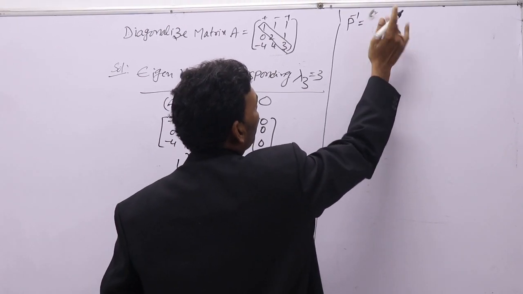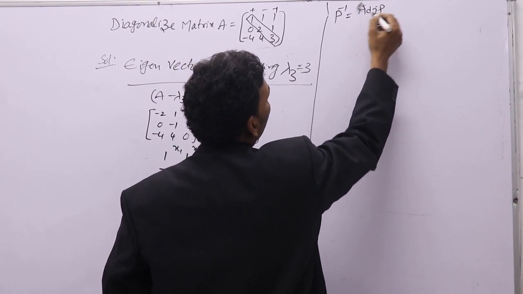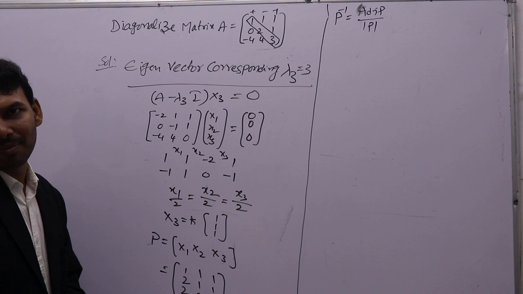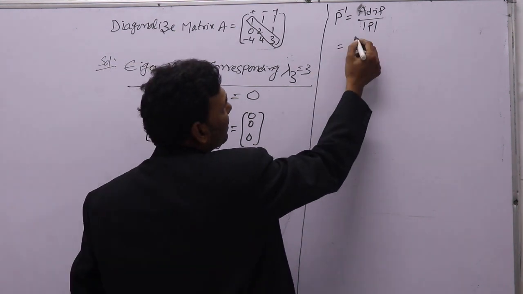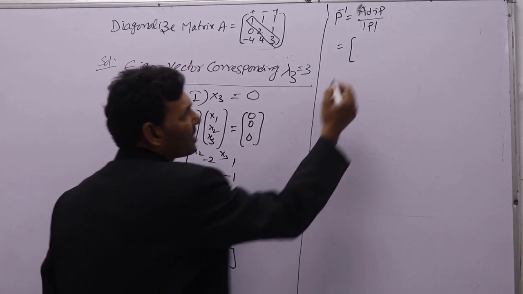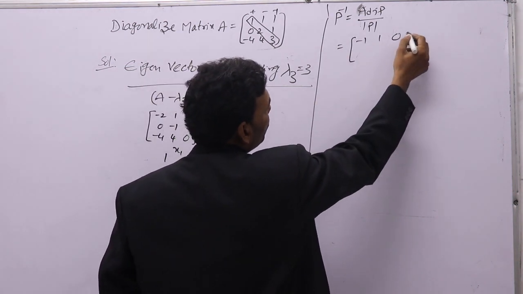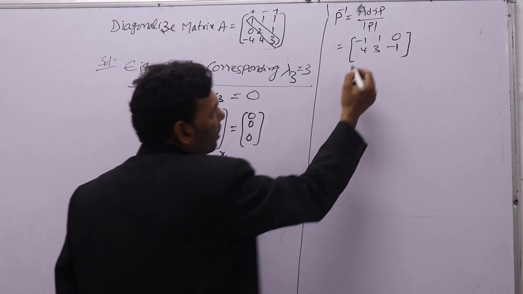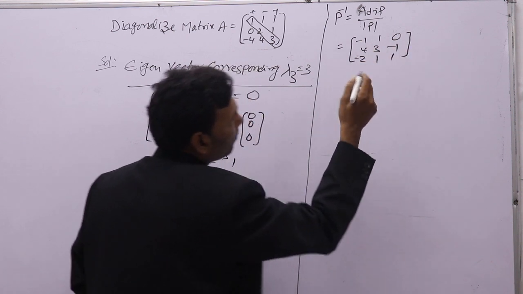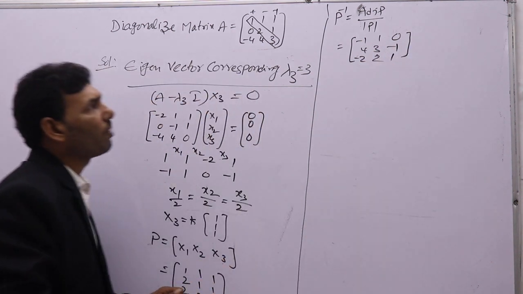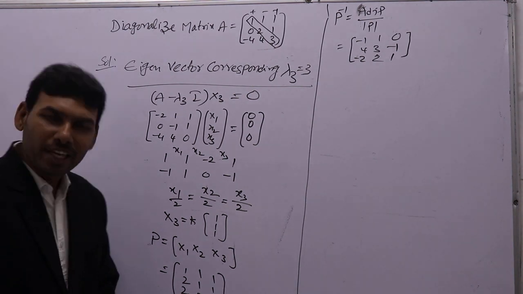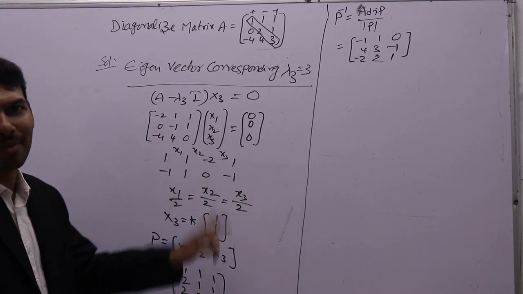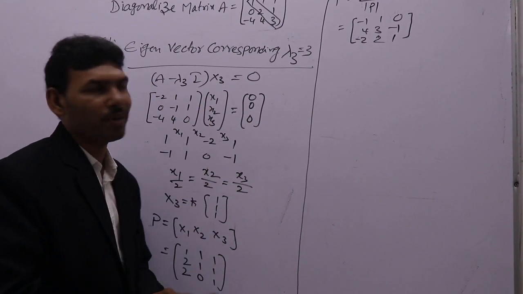Next we need to calculate P inverse. The P inverse formula you know: adjoint P by det P. So det P value we can calculate, minus 1. That's why P inverse for this matrix is minus 1, 1, 0; 4, 3, minus 1; minus 2, 2, 1. Okay, this can be calculated easily by using a calculator. I will tell you how to calculate P inverse, det P, everything. Calculator operations I will give you one class completely.